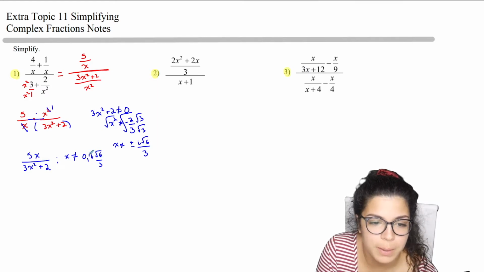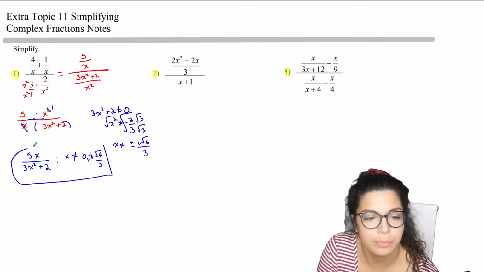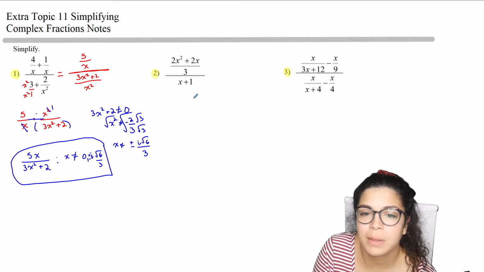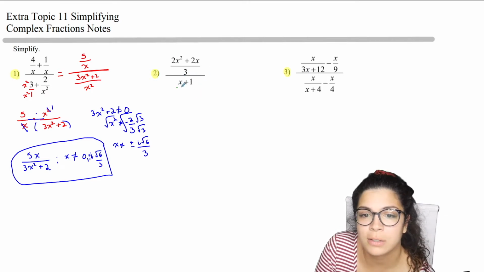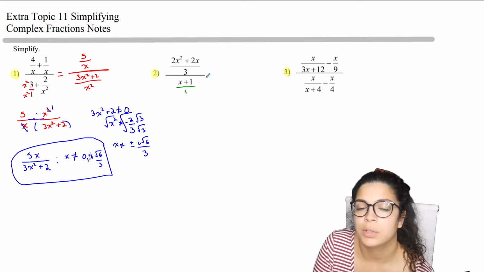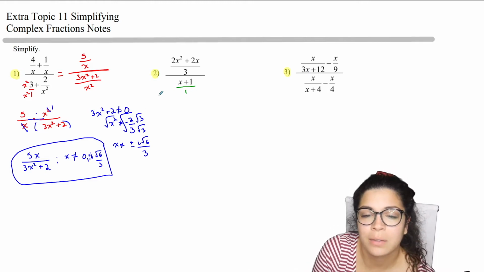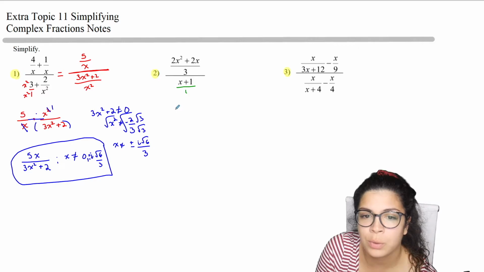Oops, I forgot the plus minus. There we go. All right, for number 2, same thing. Now, you might not realize that this denominator is a fraction, right? So let's put it over 1, just so that we can have fraction over fraction. And the numerator is already one fraction, so we can go right into step 2.